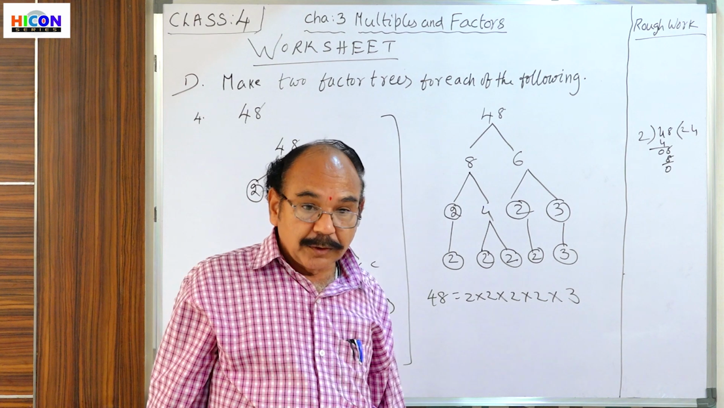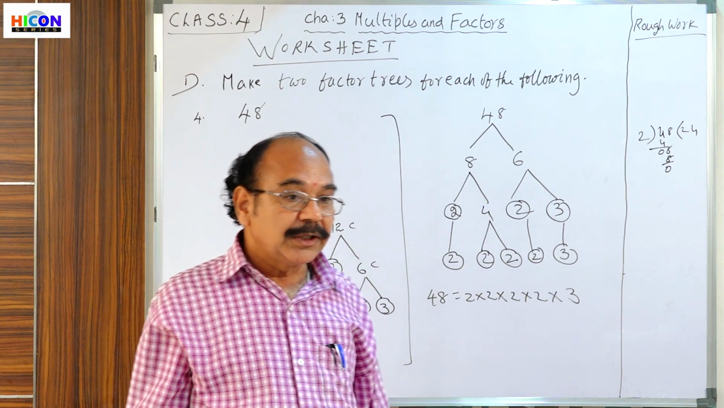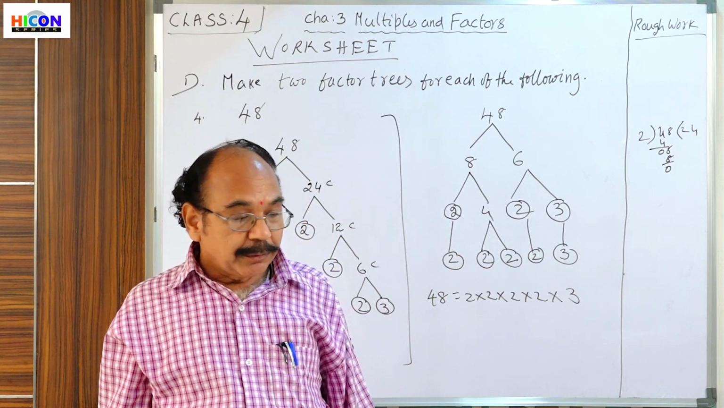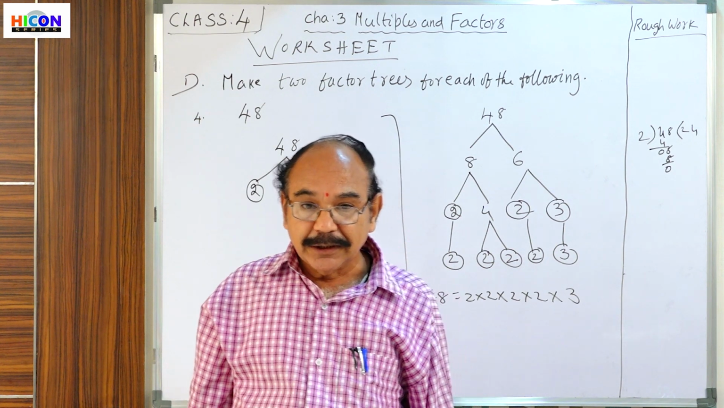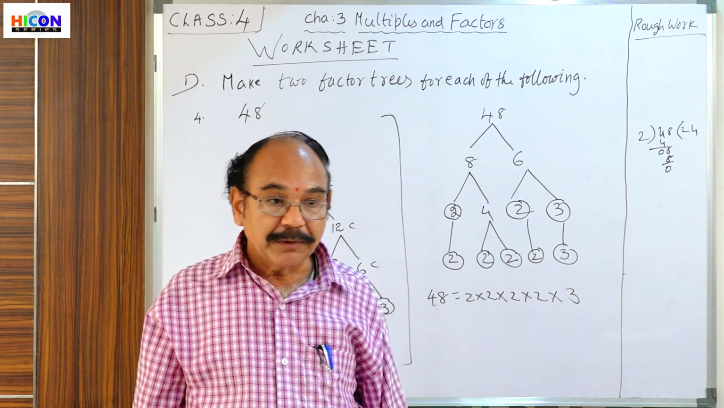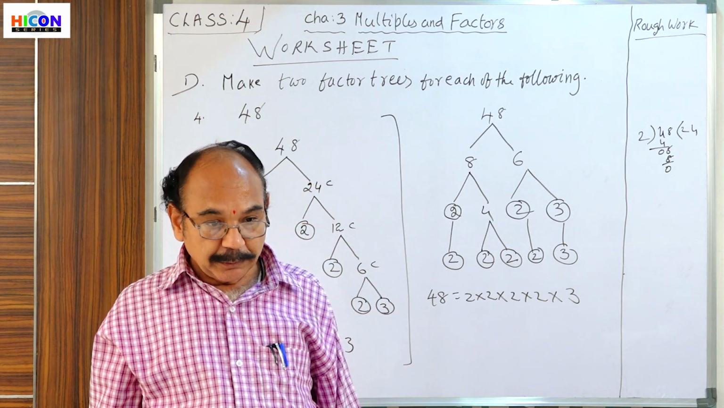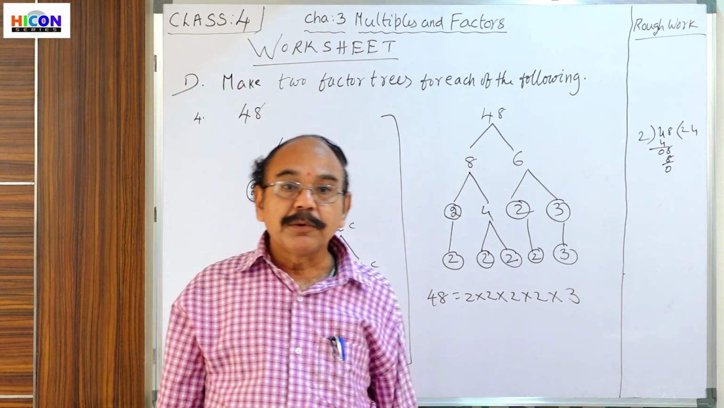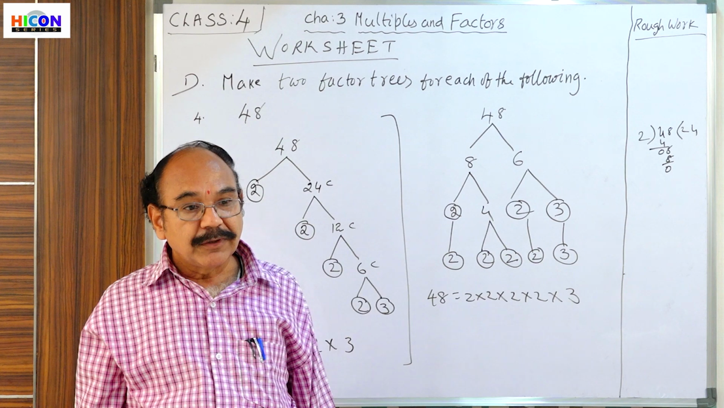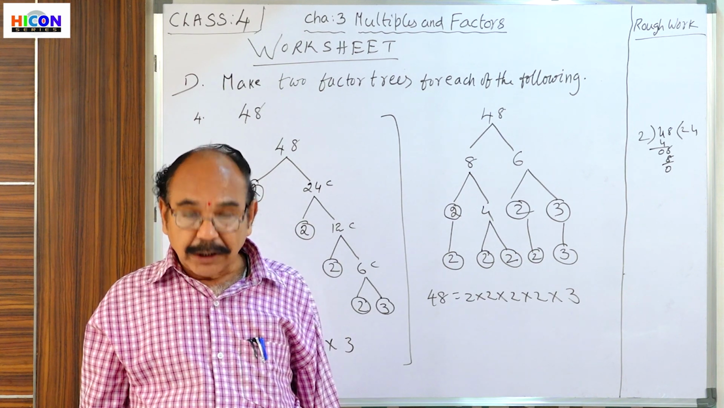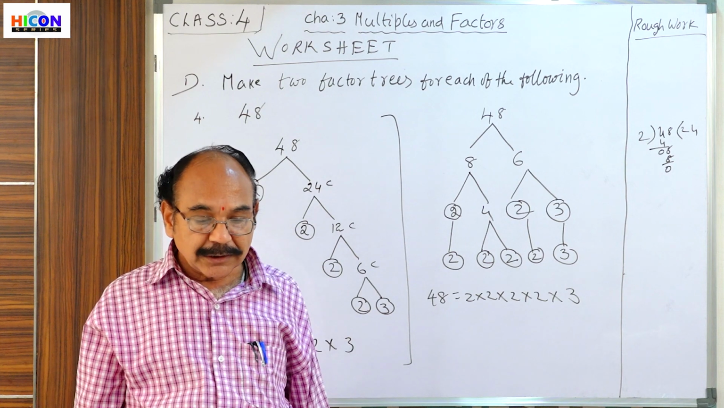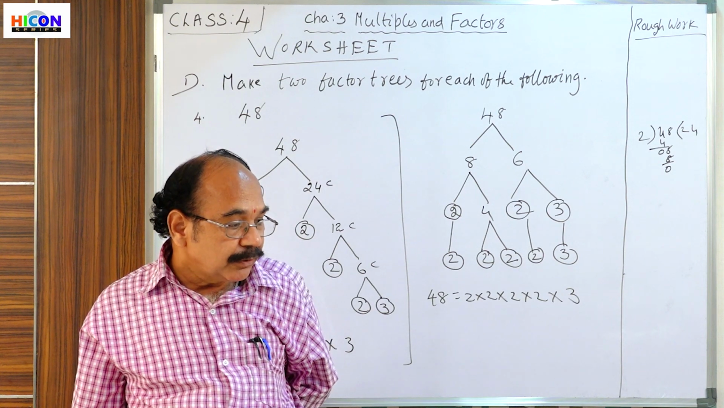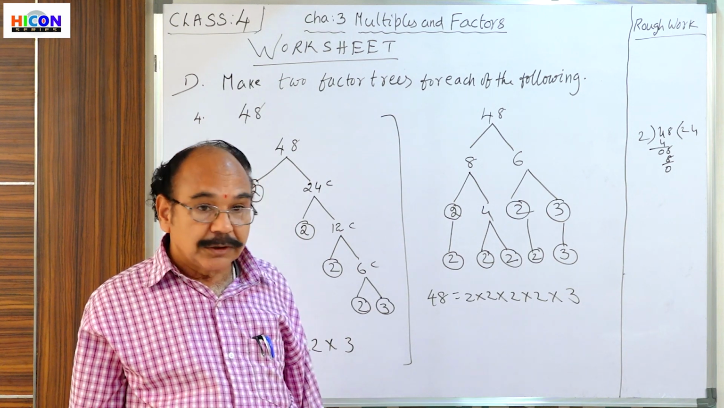Okay, children. So you have successfully completed this chapter. In this chapter, we have studied so many items: what is meant by factor, what is meant by multiple, common multiples, and LCM, the least common multiple, and about HCF, and prime factorization and different methods. You gained so much knowledge by doing this chapter.